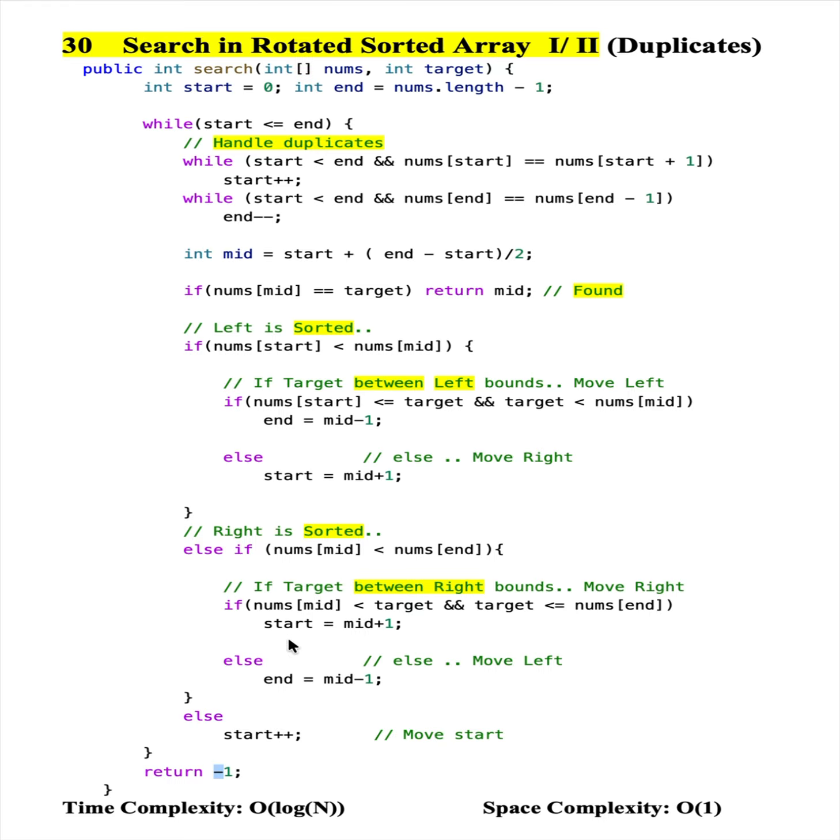As this is binary search, half of the elements we are eliminating, it's log n complexity. No extra space is used, so the space complexity is O of 1.